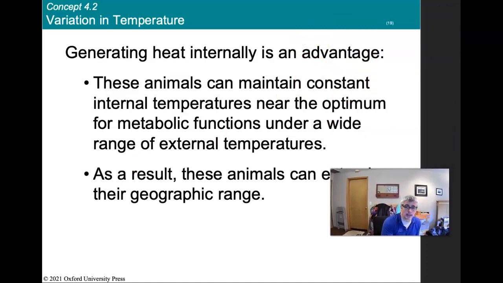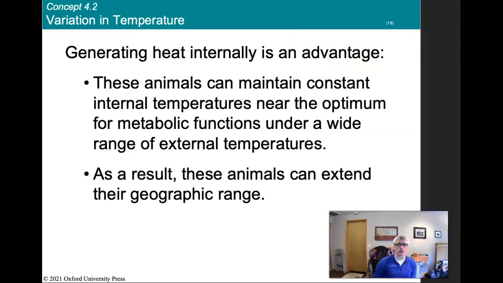Generating heat internally has an advantage. Animals that can generate heat internally can maintain constant internal temperatures near the optimum for metabolic functions under a wide range of external temperatures. And as a result, these animals can extend their geographic range. So via producing heat internally and then having mechanisms to insulate and keep that heat in, animals can now expand their range beyond where they would not be able to if they could not generate internal heat.